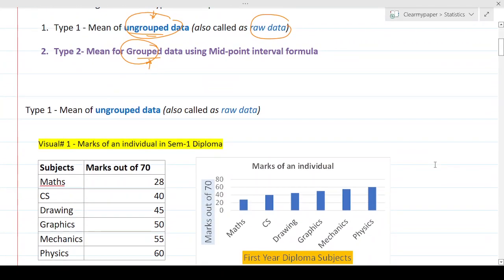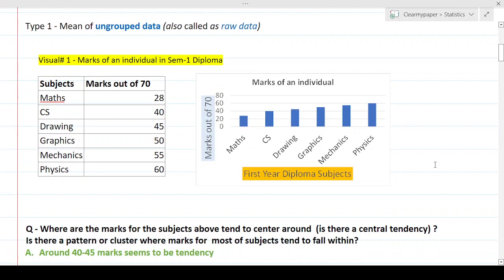Let's talk about type 1, which is mean of ungrouped data. And I'm going to take some of the same examples that I used in the previous video for central tendency, so that there is some continuity and we can relate back and forth when we cover more videos across the whole syllabus. If you remember the first example, it was an individual student in a diploma, with 5 or 6 subjects, and we took his theory marks out of 70, and we also had a visual plot of how these marks were scattered.